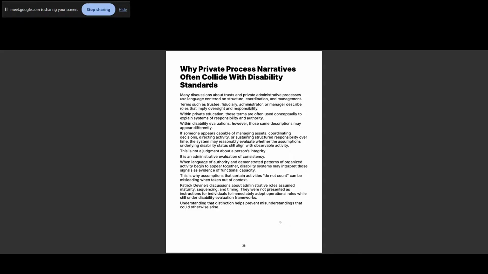Patrick Devine's discussions about administrative roles assumed maturity, sequencing, and timing. They were not presented as instructions for individuals to immediately adopt operational roles while still under disability evaluation frameworks. Understanding that distinction helps prevent misunderstandings that could otherwise arise.